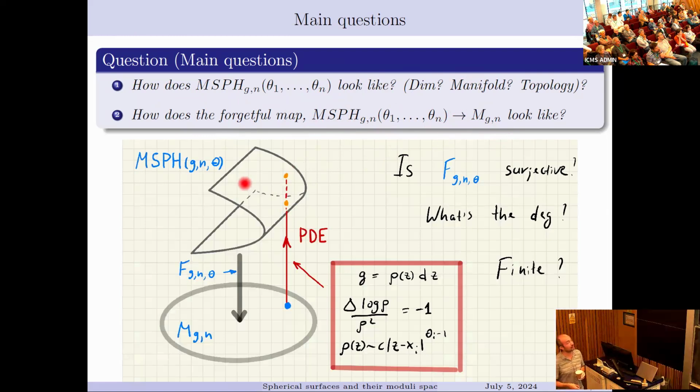Here's the schematic picture. Here I drew the space of spherical surfaces, and here the space of Riemann surfaces. When I go from here to here, I forget the metric. And you want to know everything about this map. Is it a surjective map, what is its degree? Is it a finite map?